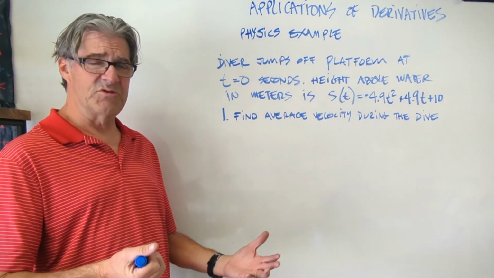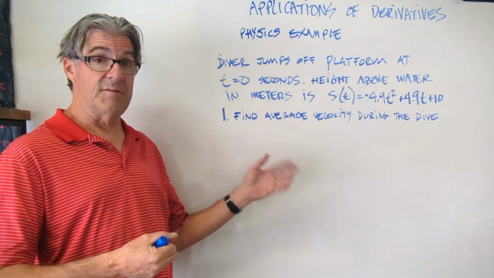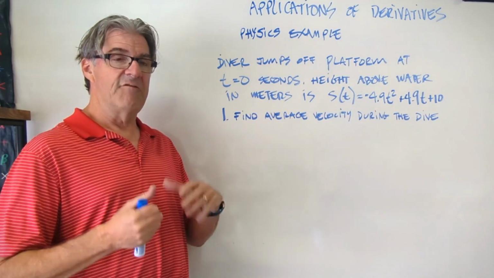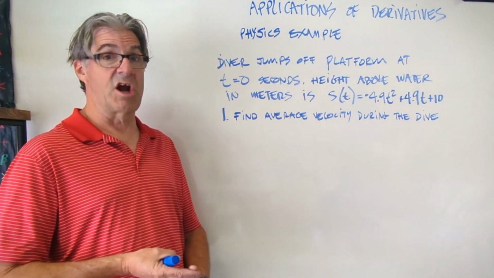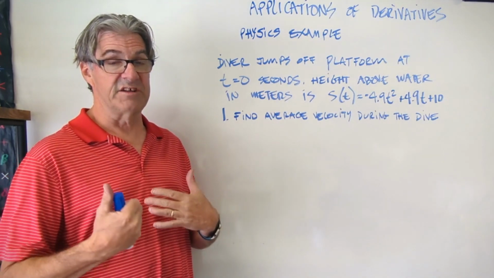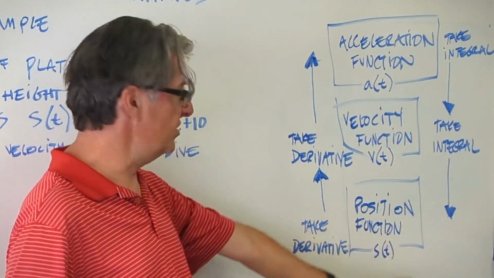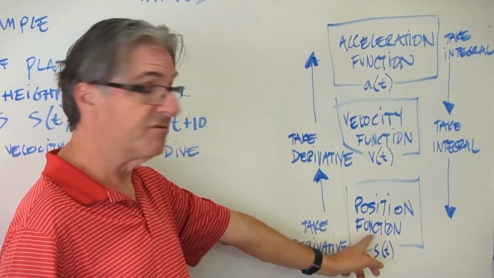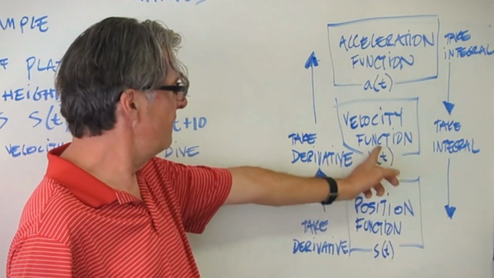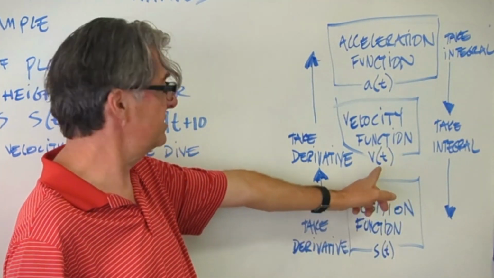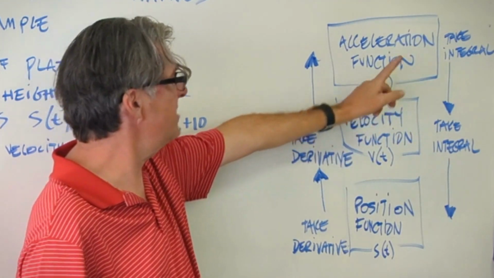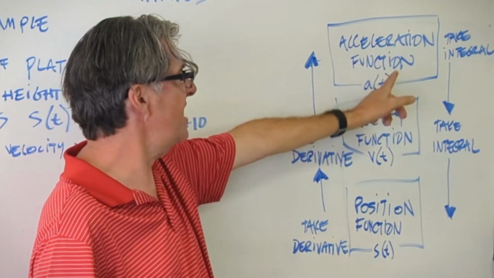So it's all intertwined. So before we jump into this problem, I want to do a quick little review of how position, velocity, and acceleration are related through calculus. So right over here, I've got our 3 main functions. Position as a function of time, that's s of t. Velocity as a function of time, which is v of t. And finally, acceleration as a function of time, which is a of t.